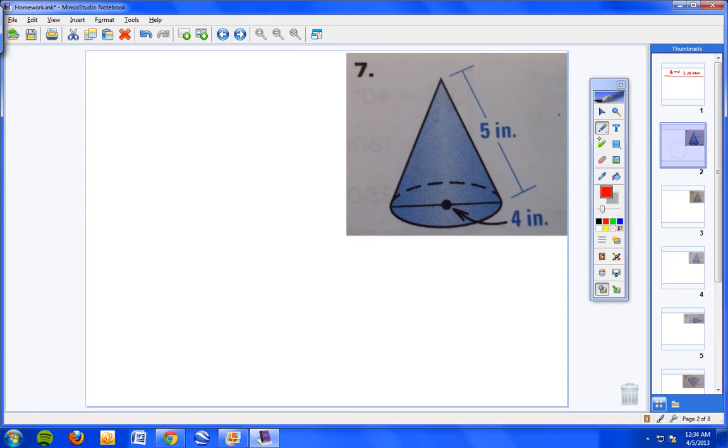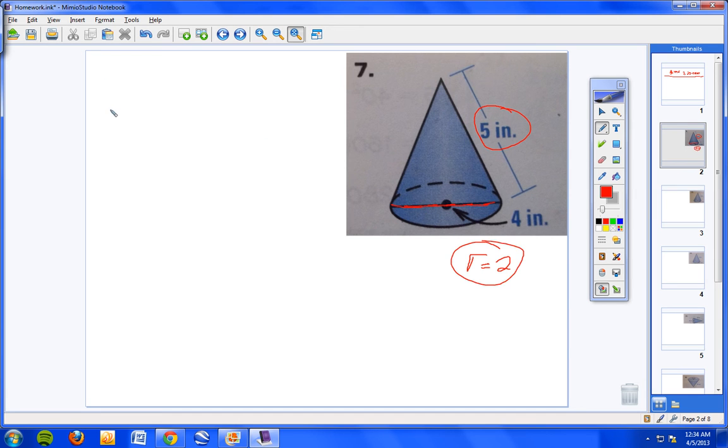And let's continue on. Let's take a look at number 7. They want us to find the surface area of this cone right here. First of all, notice they've given us the slant height, 5. And notice also they have not given us the radius. Do you see that? They're trying to trick you here. They've given us the diameter all the way across. And so the radius is going to equal 2, half of 4. If the whole diameter is 4 all the way across, then the radius is 2.